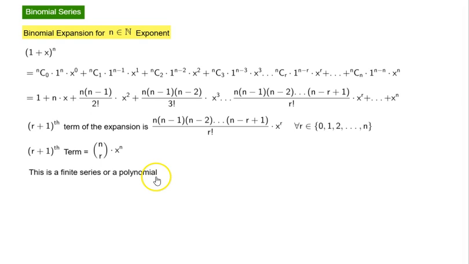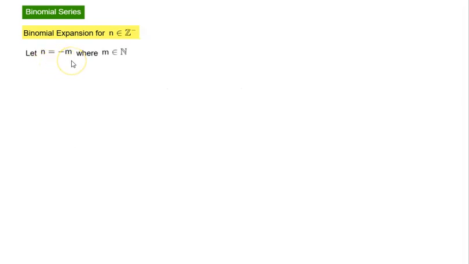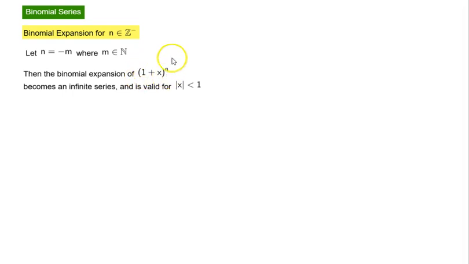Now, what if the exponent is an integer, specifically a negative integer? So let n equal minus m, where m is in the natural numbers. Then the binomial expansion of (1+x) to the power of n becomes an infinite series and is valid for magnitude of x less than 1. So, for example, we have n equal to minus 1, let's say. Then (1+x) to the power of minus 1 is equal to 1 by 1 plus x.